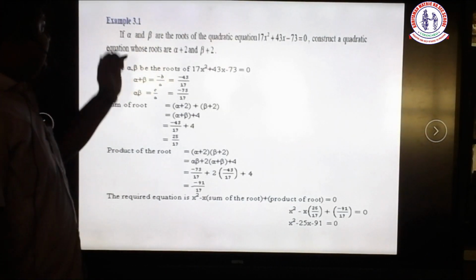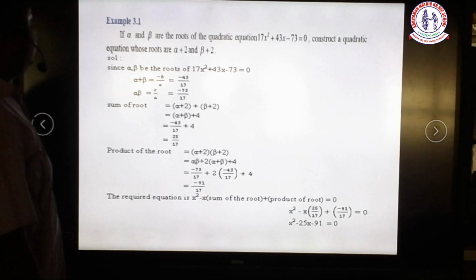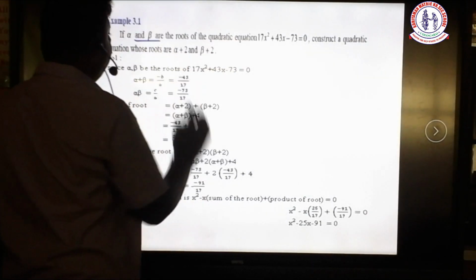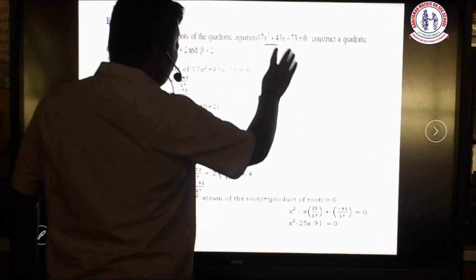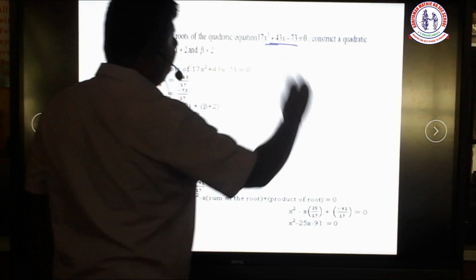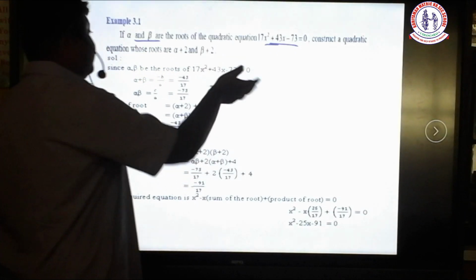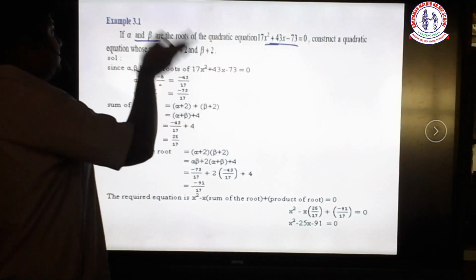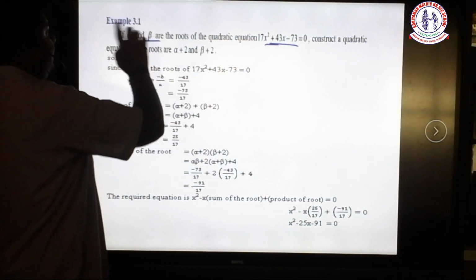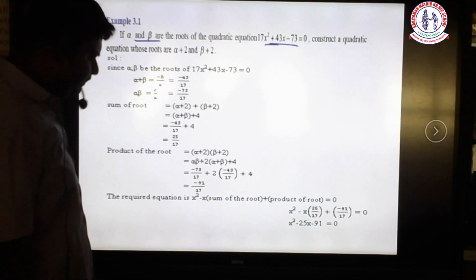The first one is example 3.1. If alpha, beta are the roots of the quadratic equation 17x square plus 43x minus 73 is equal to 0. This is a quadratic equation, and a quadratic equation has two roots. The two roots are also given: one of the roots is named alpha, and the other root is named beta.